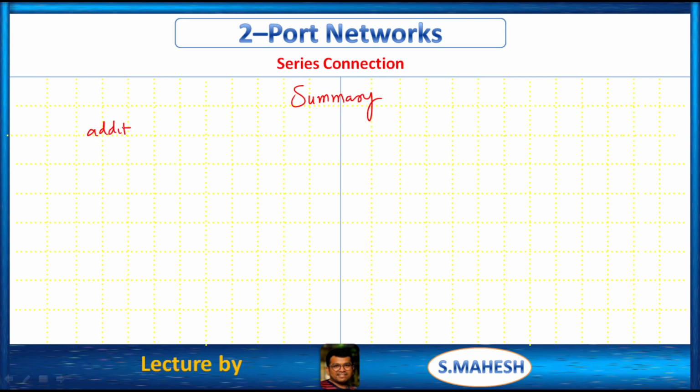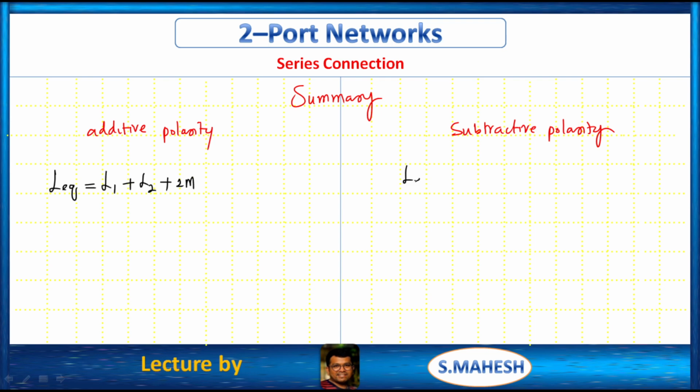Here you can write additive polarity. Here we can write subtractive polarity, right? So here L equivalent is what? L1 plus L2 plus 2M. Here L equivalent is what? L1 plus L2 minus 2M. Here V is equal to L equivalent di by dt. Here also V is equal to L equivalent di by dt.